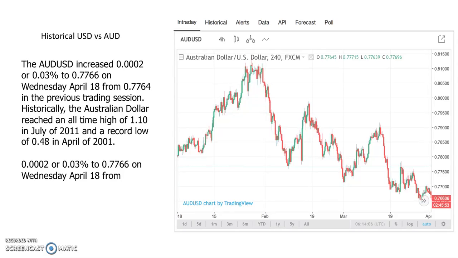So this is a historical chart of USD against the AUD. According to the chart, the AUD against the USD reached an all-time high of 1.1 in July of 2011, and a record low of 0.48 in April of 2001.